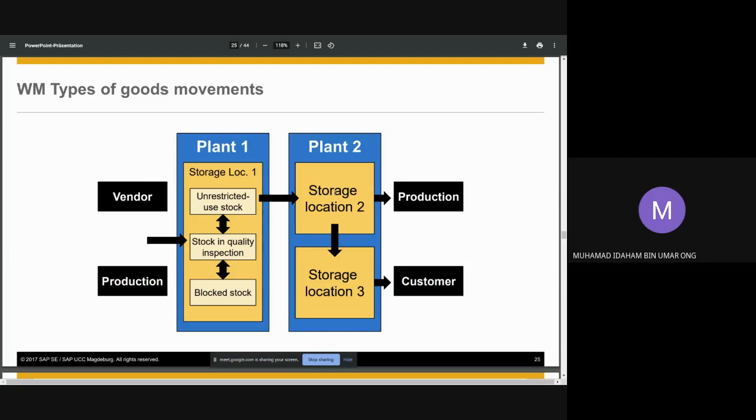Those books need to be moved from the second floor to the third floor. Let's say, for example, those are the things that can happen in a warehouse. For our case, it is in the library.